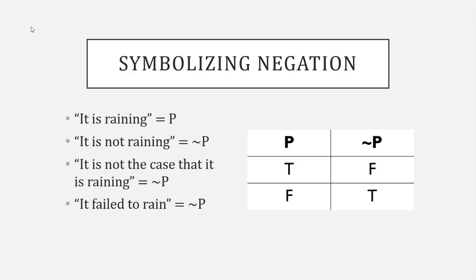So, symbolizing negation is exactly as intuitive as you might hope it would be. If P is it is raining, then not P is it is not raining. Something like that. Or it is not the case that it is raining. It's also not P. Or it failed to rain. Yeah? Like, that should all be incredibly obvious and intuitive. These are just what we call stylistic variants. So it is not raining, it's not the case that it's raining, or it failed to rain. Different ways of saying something that is logically equivalent. It's all equivalent to not P. Yeah? Okay.